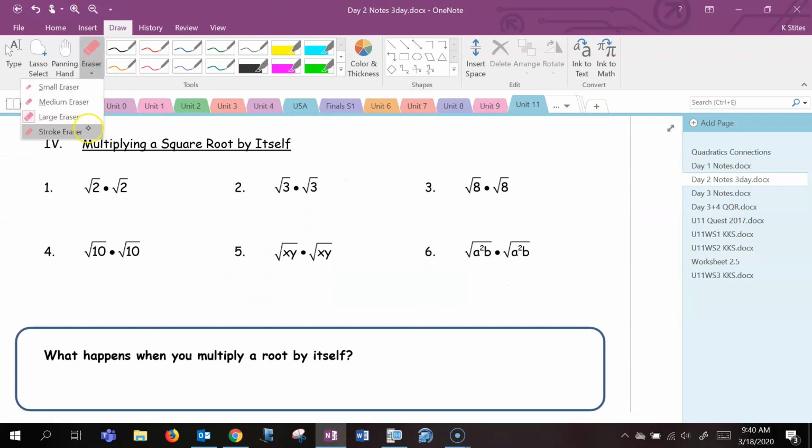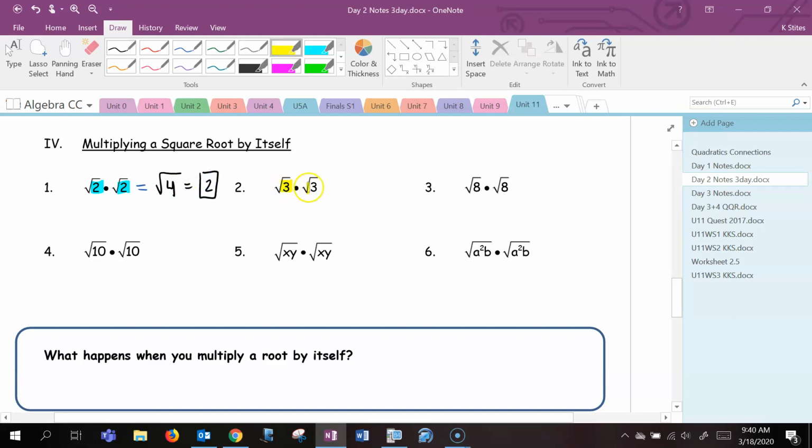Okay, so check out the back. Multiplying a square root by itself. This is going to be really important for geometry next year. So this is actually pretty easy. We're going to start out with these numbers here, and then we'll move to ones with variables. So when you do root 2 times root 2, what you were just taught is to multiply the insides and get root 4, right? But root 4 is a perfect square. Root 4 is just 2.